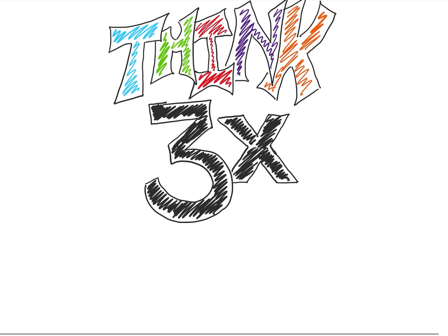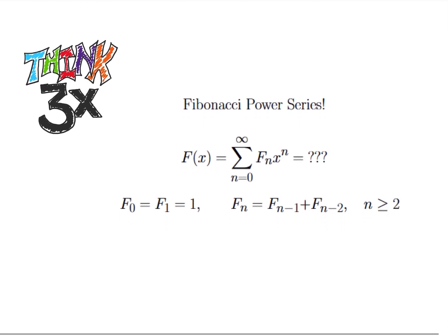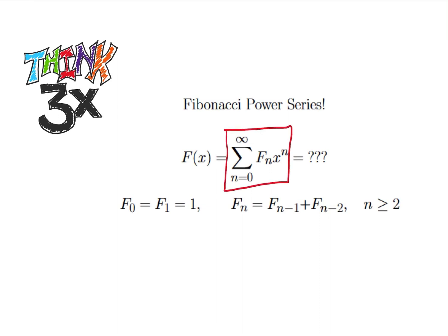Today we're going to be solving a really fun power series problem that involves the famous Fibonacci sequence. So we have a power series, that's a series of this form where we have a coefficient a sub n times x to the n. We're taking the sum from n equals 0 to infinity. And it's going to turn out that this is equal to a very nice expression.